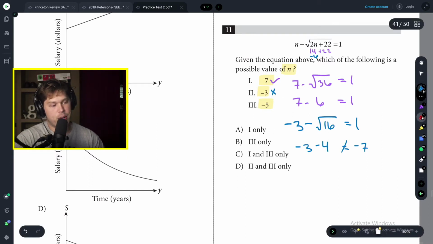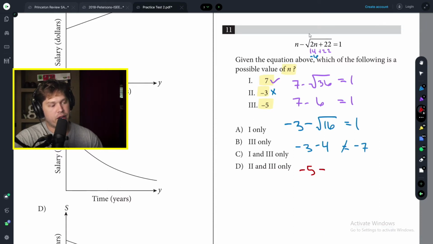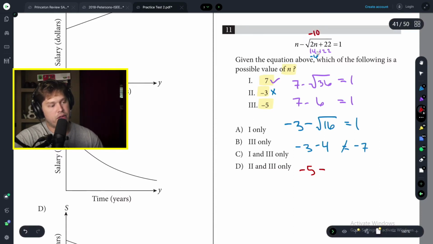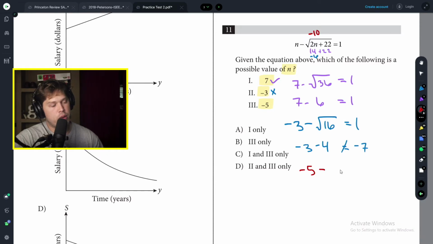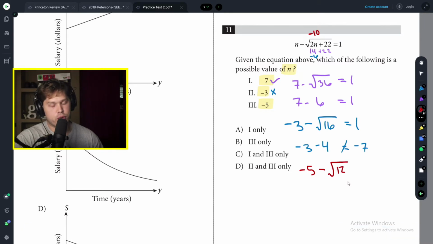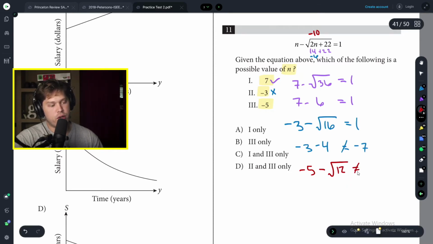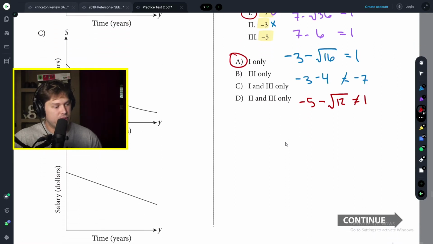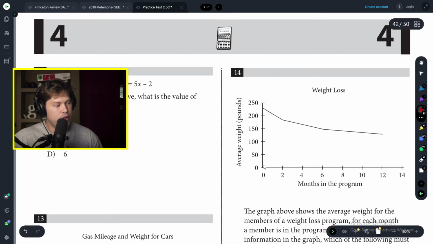And our third option, negative 5, we of course have negative 5 minus, if we plug in negative 5 for n, we have negative 10 plus 22, which gives us the square root of 12. And it is pretty clear, since the square root of 12 is not an integer, this will not equal 1. So our only choice is option A, 1 only. Excellent. Moving forward to number 12.